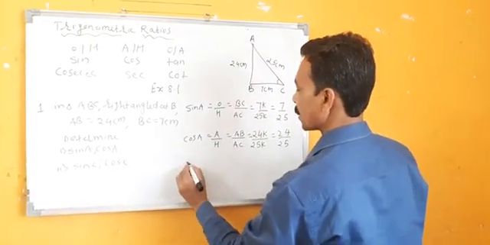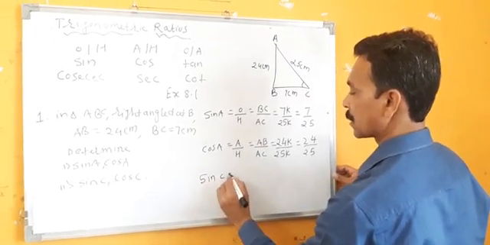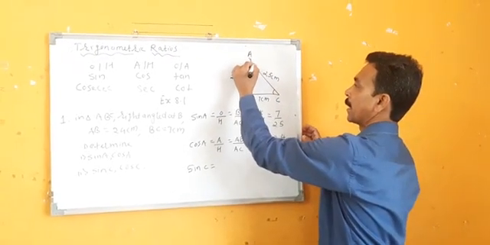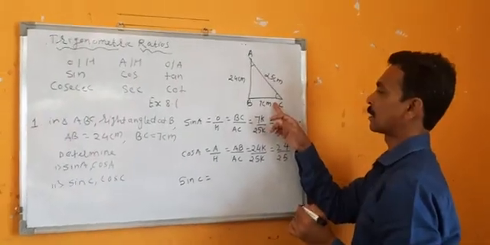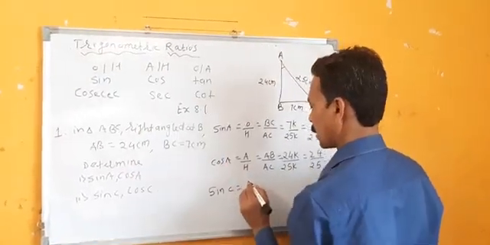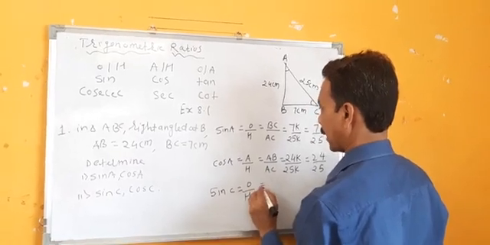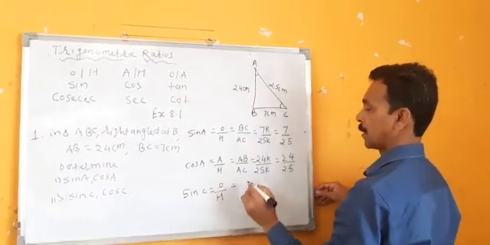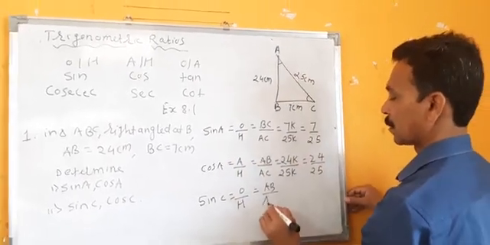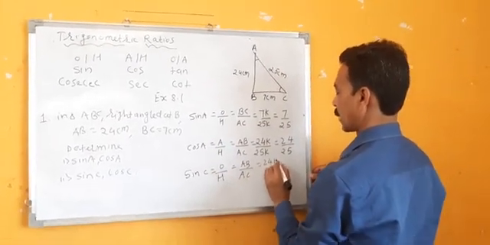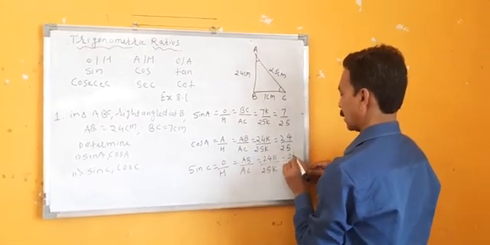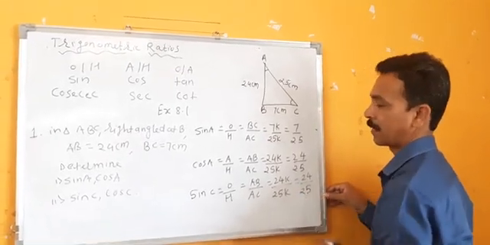Now we have to find sin C. Now reference angle is changed. First it was angle A. Now it is reference angle C. Sin is opposite upon hypotenuse. What is the opposite side of angle C? AB upon AC is equal to 24K upon 25K. K gets cancelled. 24 upon 25.